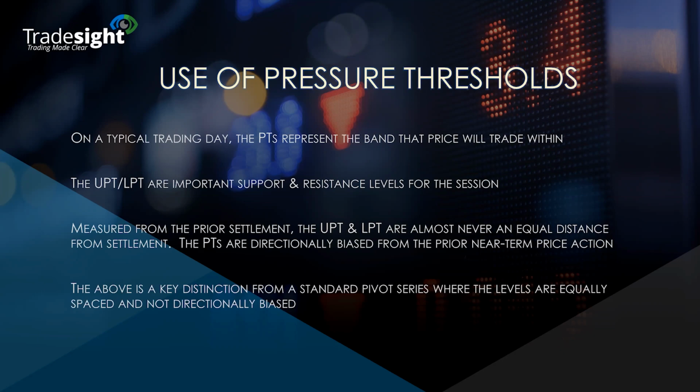I know a lot of people love to trade off the pivot series, but I can tell you I prefer this over that. That's just my personal preference, having seen it so many times. And that's the key distinction between a standard pivot series, where the levels are equally spaced and not directionally biased, right? We're giving a calculation where, depending on if yesterday was up or down from the open to the close, not having anything to do with the day before that, right?